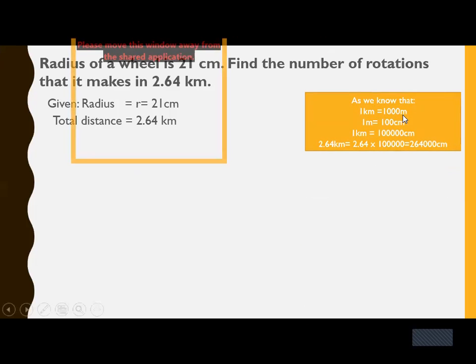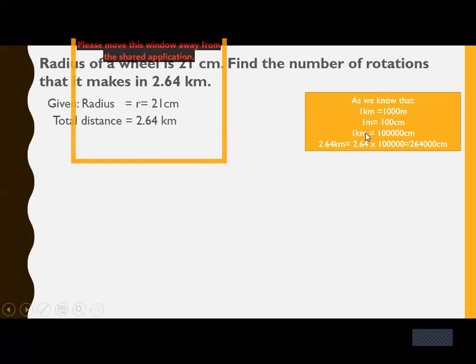Students, look at this. As we know, 1 kilometer is equal to 1000 meters. Kilo means 1000. 1 kilometer is equal to 1000 meters, and 1 meter is equal to 100 centimeters. So if we want to convert 1 kilometer into centimeters, there are 3 zeros and 2 zeros, so it becomes 1 with 5 zeros.